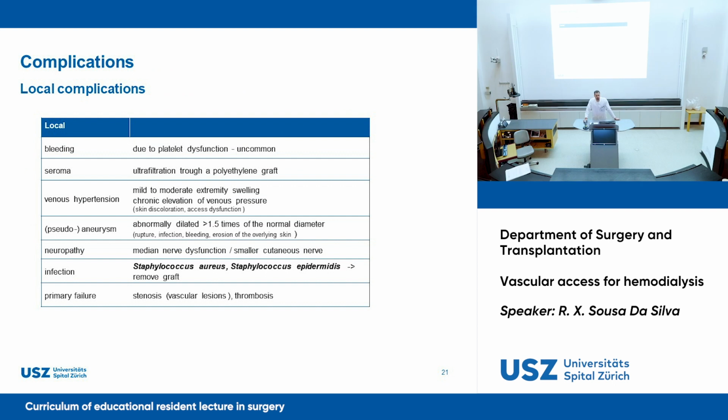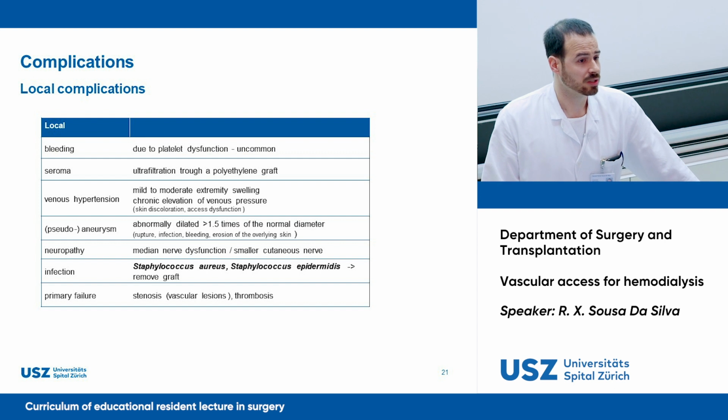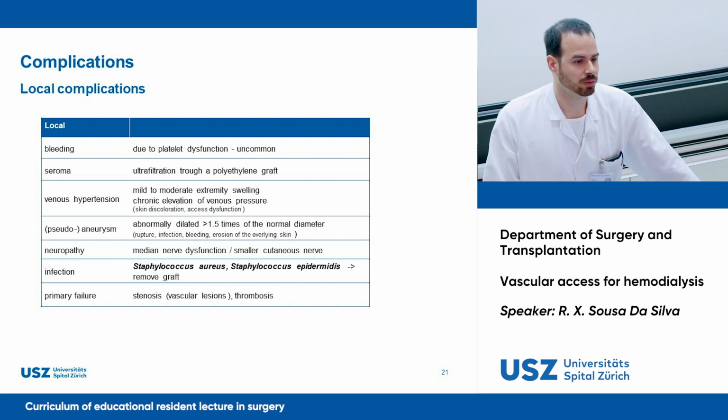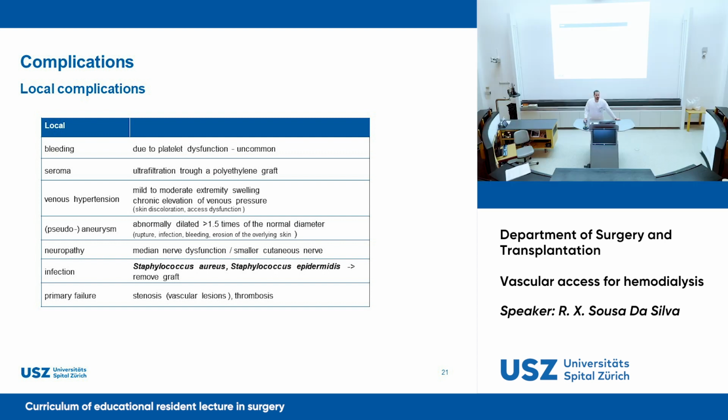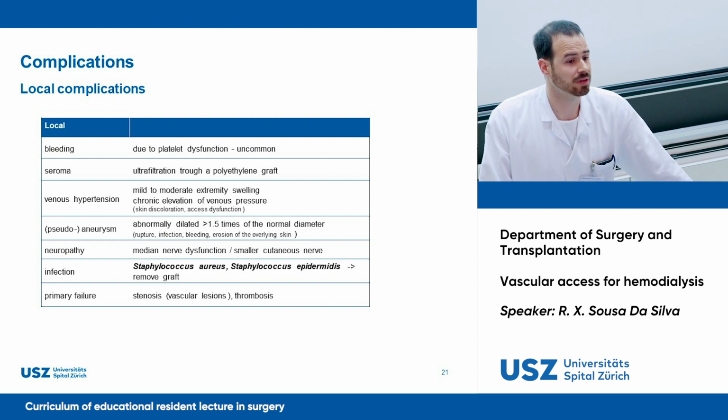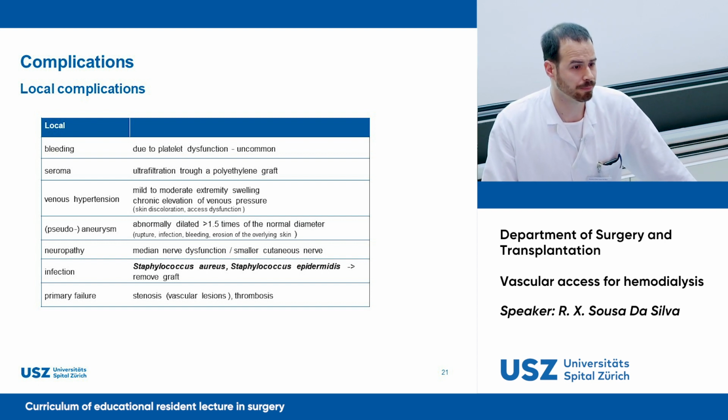For AV fistulas and AV grafts, there are on the one hand the local complications that can occur, like bleeding, seroma, or neuropathy, as I told you, and steal syndromes. And important to mention is if you have an infection. If you can show it's a staphylococcus infection, they mostly create a biofilm. So if it's an AV graft, you need to remove it.